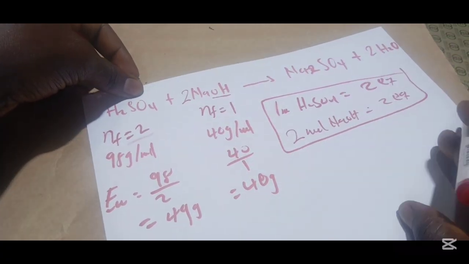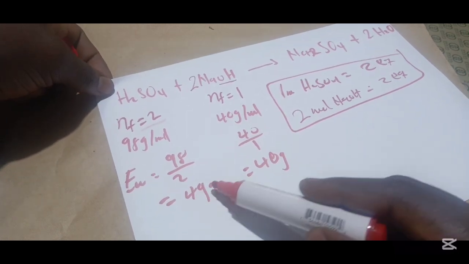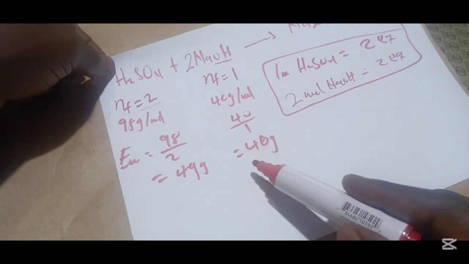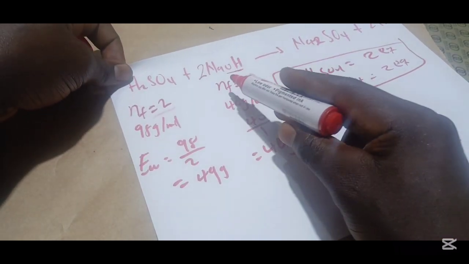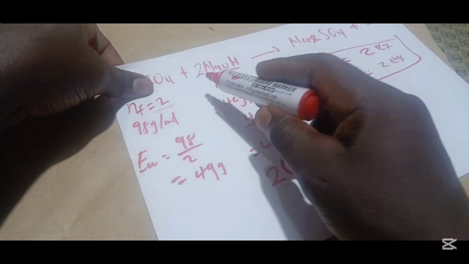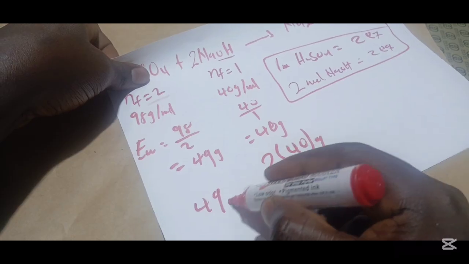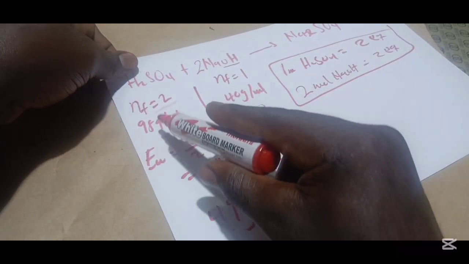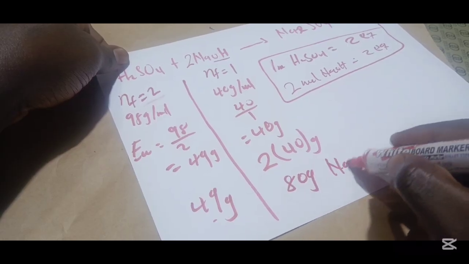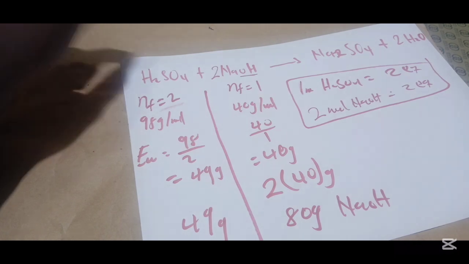All I'm saying is that this mass here means a mole of sulfuric acid reacting with a mole of sodium hydroxide. These are the masses that we need for them to react completely. In this case, we have 2 moles of sodium hydroxide, so this mass should be multiplied by 2. Which is going to give us, for 49 grams of sulfuric acid, we need 2 times 40 grams, which is 80 grams of sodium hydroxide to react completely. So that is what you should know. You see, it's very helpful.